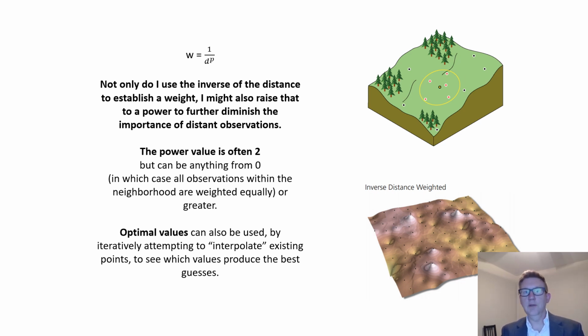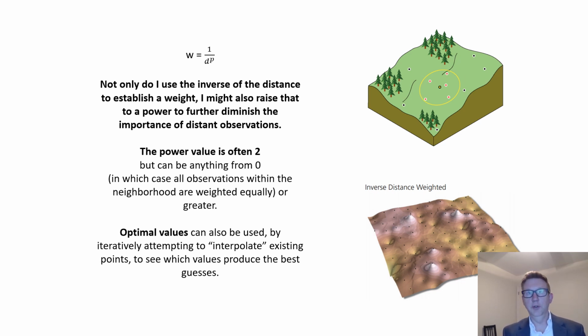So as you increase the value of that exponent, you increase the steepness, or the rapidity, with which the weight diminishes. So the power value here is often 2, and the idea is that it's something like a gravity model. The gravitational pull between two masses is proportionally related to their masses, but also to the square of the distance between them. And so inverse distance weighting often uses an exponent of 2, but this is manually settable.